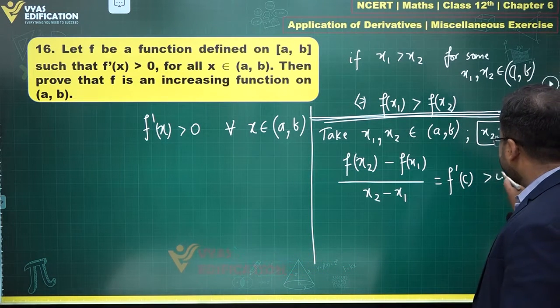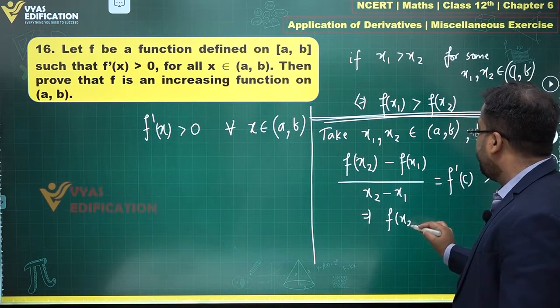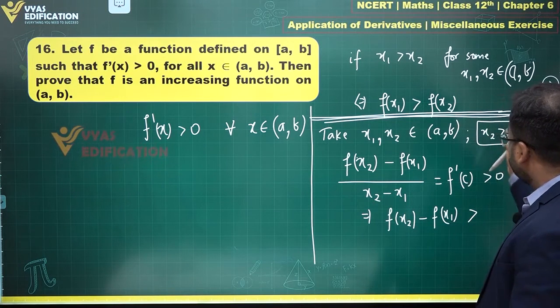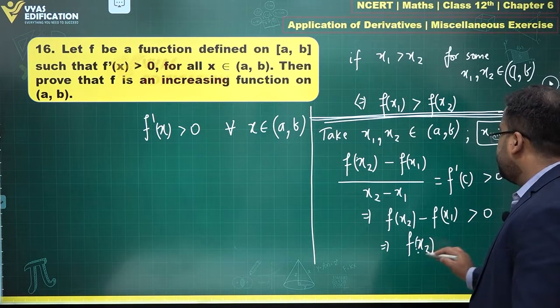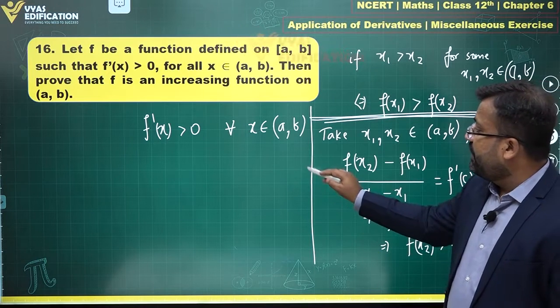And here the derivative is greater than 0. This implies that f of x2 minus f of x1 is greater than 0, since x2 minus x1 is a positive quantity. This tells me that f of x2 is greater than f of x1, okay? Using the LMVT, this is what we have done.